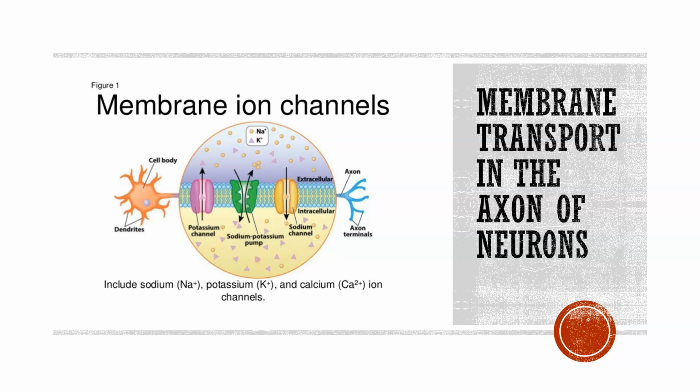Part of 1.4 is to have this understanding of membrane transport on the axons of neurons. We will look further at this in topic 6, but it's just introducing the idea of how these different membrane transports are important in neurons.